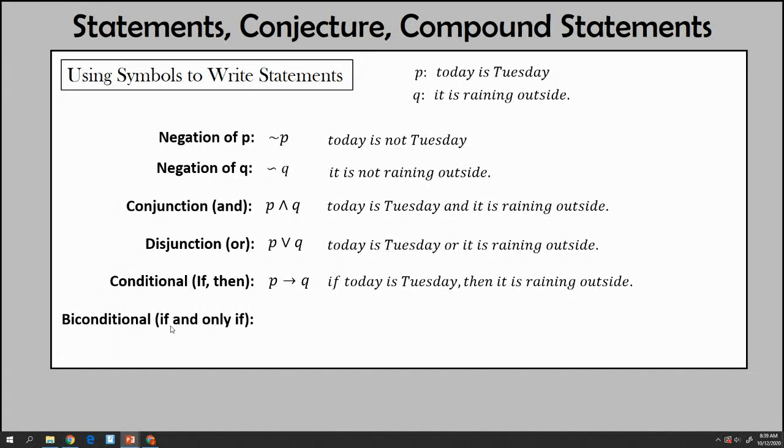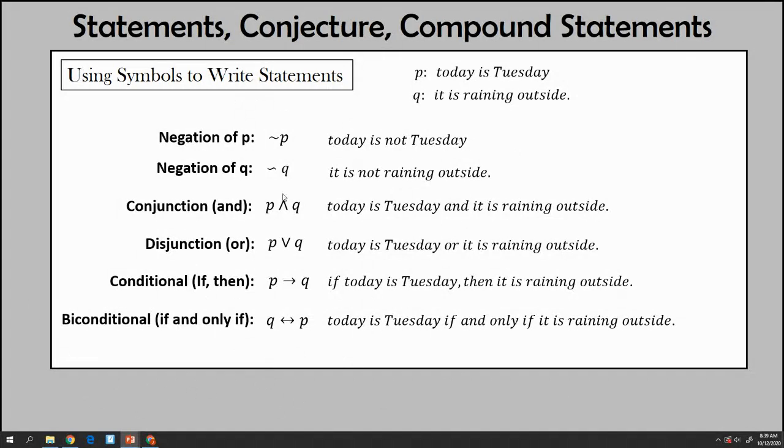A biconditional means join these two together with if and only if, and the way we write it is this. So what it's saying is if Q, then P, or if P, then Q. But how we write it over here is today is Tuesday, if and only if it is raining outside. So we're joining our two statements together with if and only if. So that's how we write them with symbols. And you're going to see these symbols given to you and be asked to write them that way.